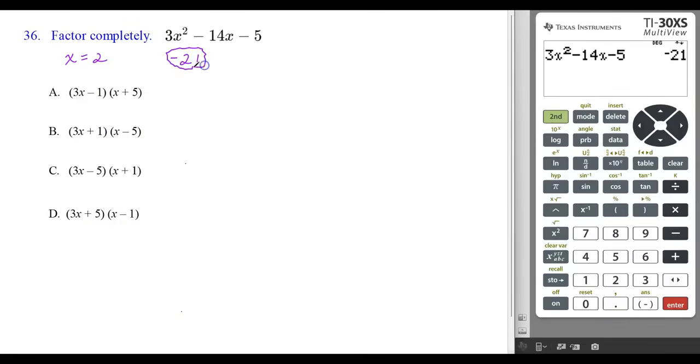This is my output. This is my target answer. That's what I like to call it. Target answer. So whichever one of these, when I plug it in, gets me out a negative 21, good to go. And that will be my answer.